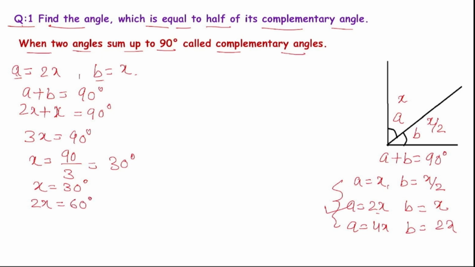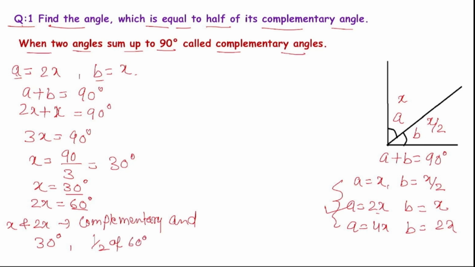So X and 2X both are complementary angles, because the sum of these two is 90 degrees, and we can see the 30 is half of the 60 degree angle. So here we have our answer, X equals 30 degrees.